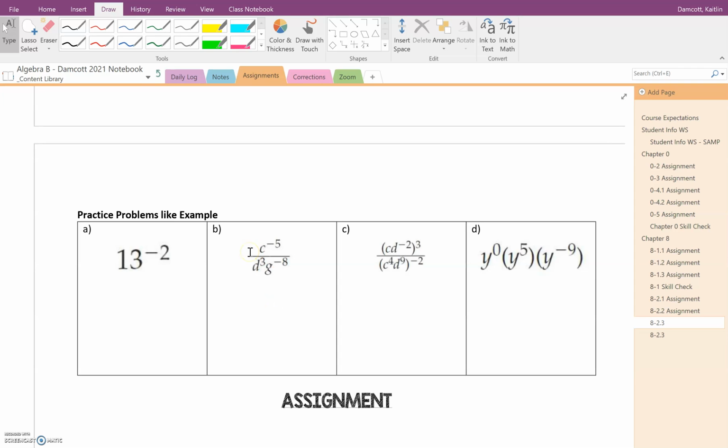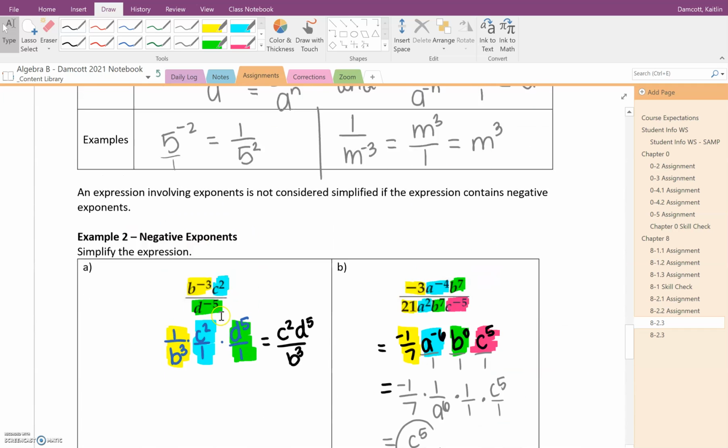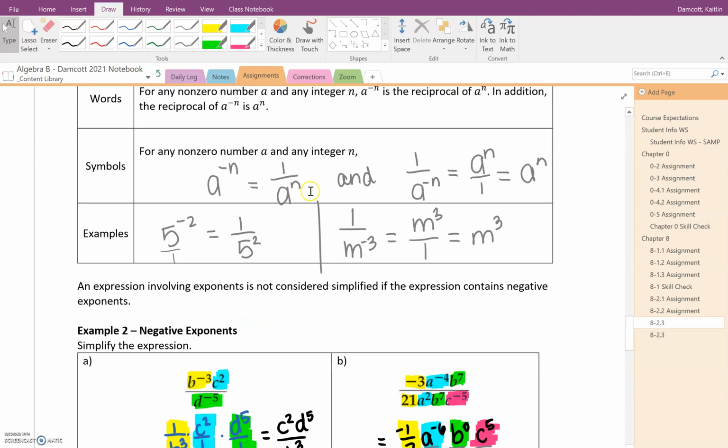All right, we have one more video left of this 8-2.3, and we're focusing now on the practice problems, like example, and it doesn't say it, but it should say example 2. So with this, we're applying that idea of if you have a negative exponent in the numerator to begin with, then you're going to flop it to the denominator and change the exponent to a positive. If it's a negative exponent in the denominator, you're going to push it to the numerator, or the top, and change it to a positive.